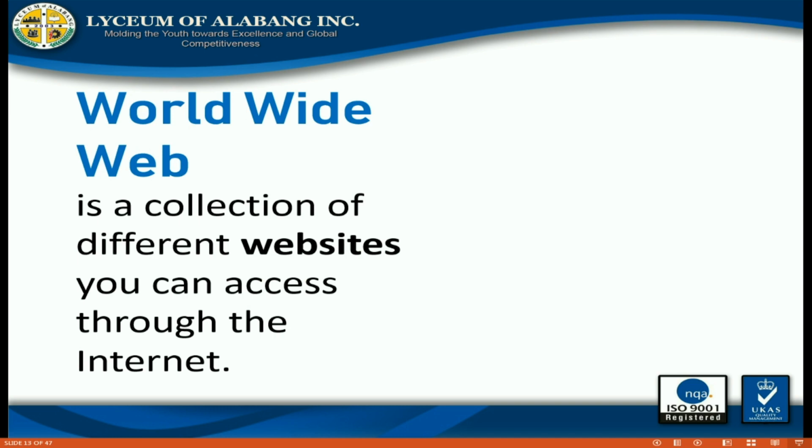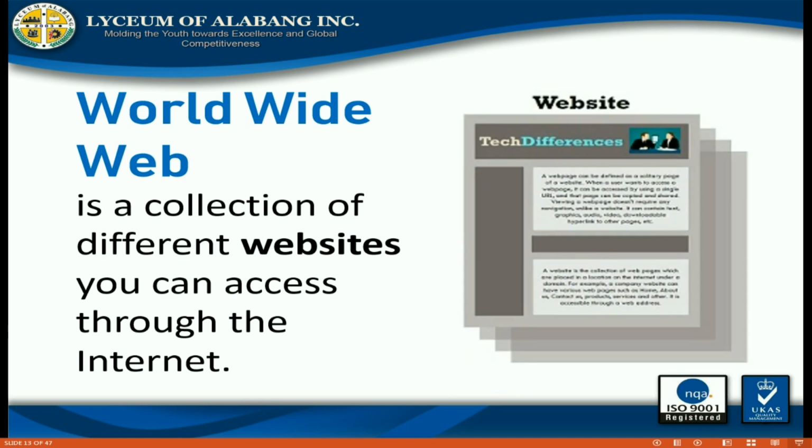World Wide Web is a collection of different websites you can access through the internet. Many people think that the internet and the World Wide Web are the same thing. While they are closely linked, they are very different systems. The World Wide Web is a collection of web pages found in this network of computers. Your web browser uses the internet to access the web.